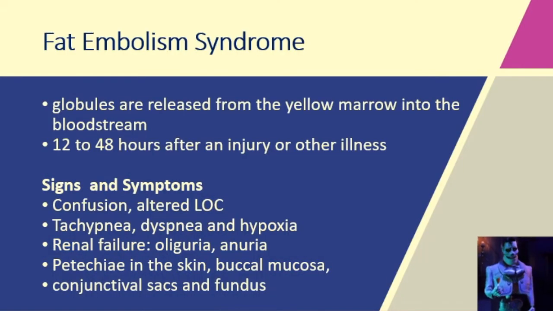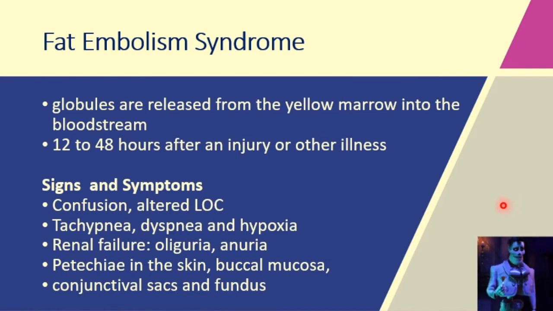Next, fat embolism syndrome. So class, your fat embolism syndrome is related to the globules which are released from your yellow marrow into the bloodstream. It may occur 12 to 48 hours after an injury. So what are the signs and symptoms? Your patient would have confusion, altered level of consciousness. Why? What happened? The fat emboli could have clogged up the brain. There is tachypnea, dyspnea, hypoxia.